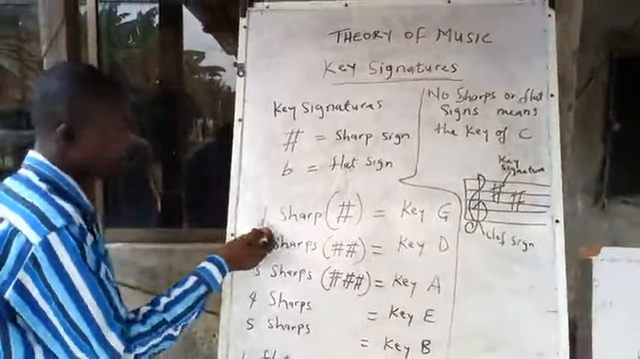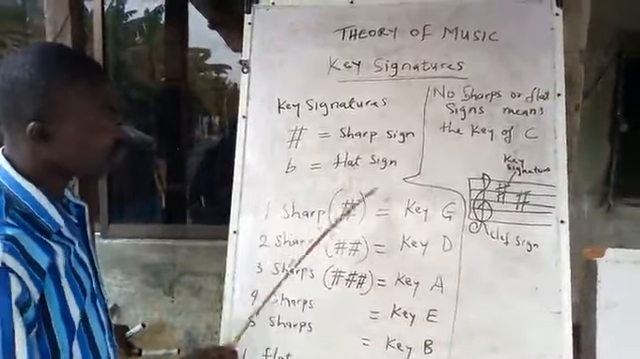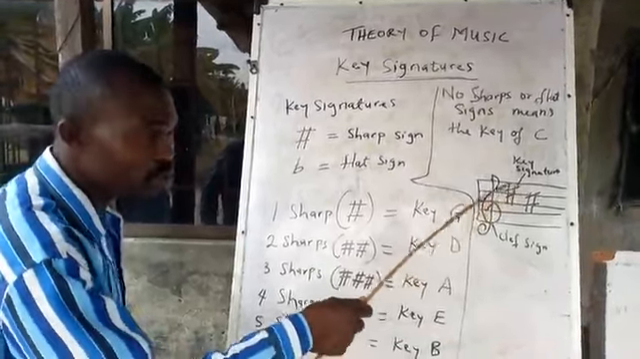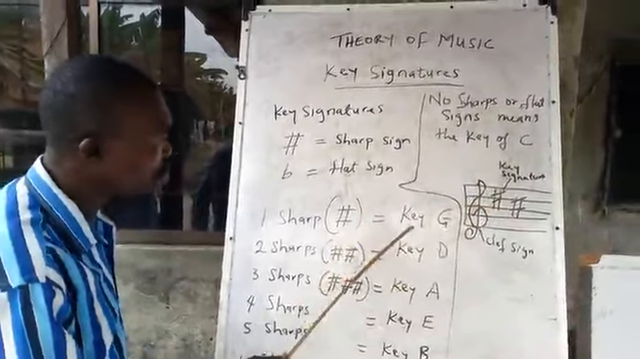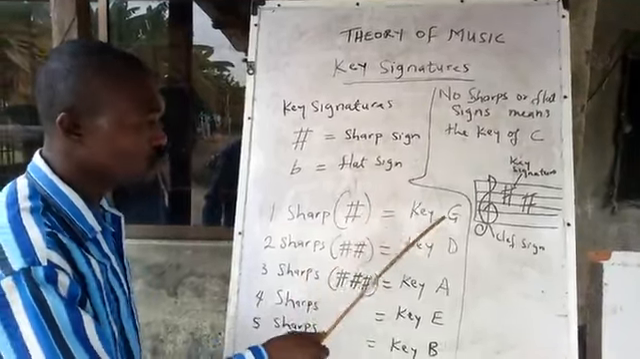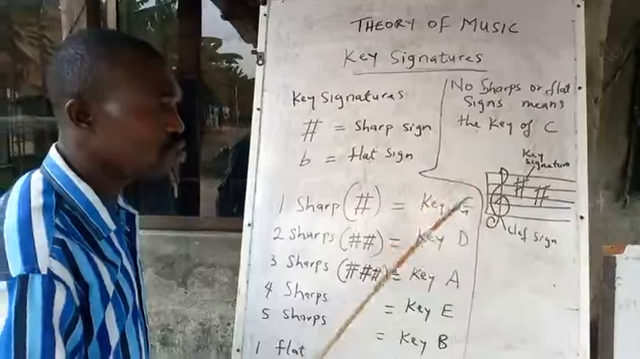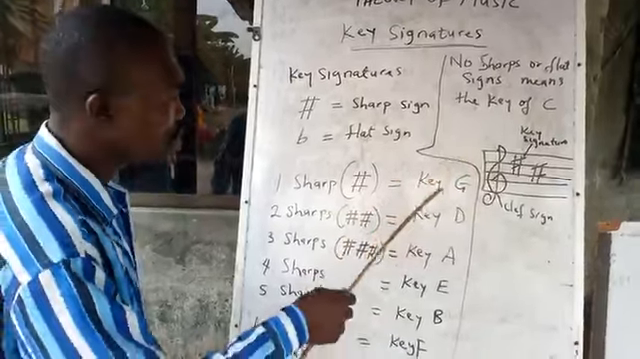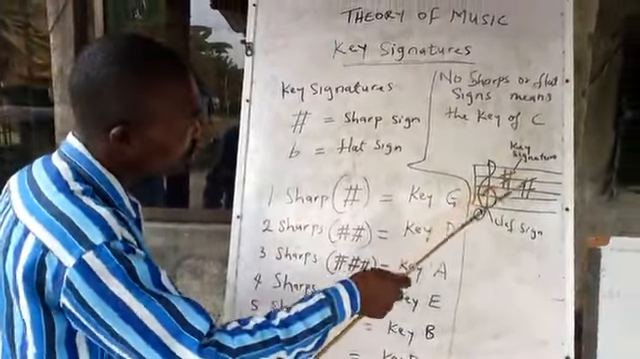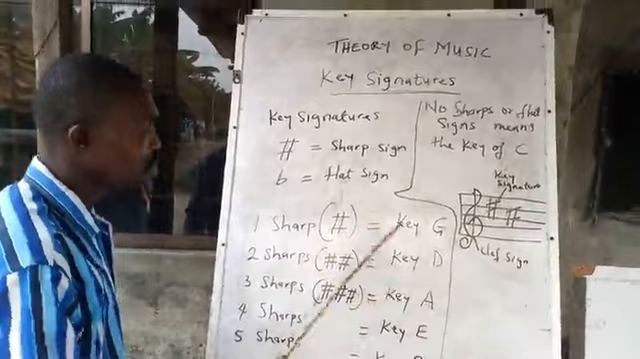Now what we have on the board here, we have one sharp like this. Whenever you see this type of sign, only one at the beginning of the staff after the clef sign, in any piece of music given to you, you should know that you are working on key G. That is, the song is composed in the key of G. So you work on the scale of G. Don't worry, I will teach you how to work on the scale of all these keys. Now two sharps. Whenever you have two like the way I place it here, you should know that you are working on the key of D.